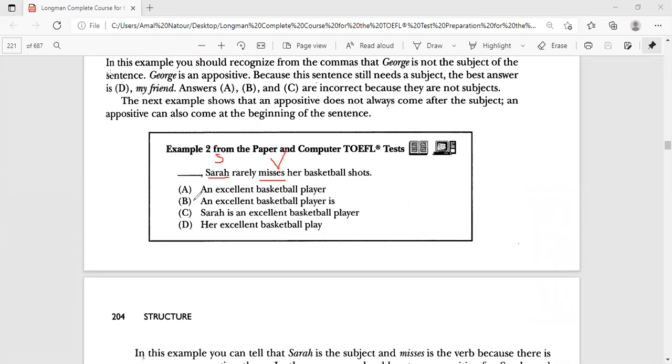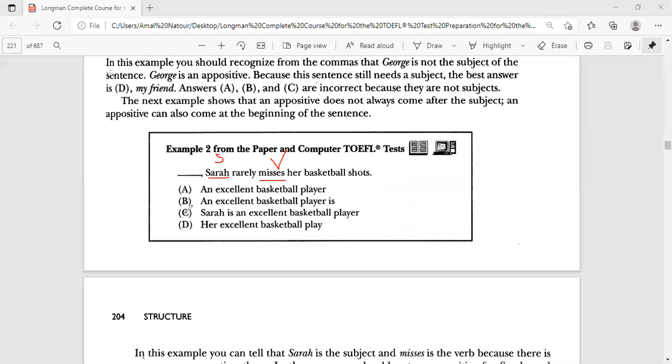There is no comma separating the subject and the verb. So Sarah is the subject and misses is the verb. In the space here, you should put an appositive for Sarah, more information about Sarah. And Sarah is an excellent basketball player, which is A here. Okay, this is the best answer.